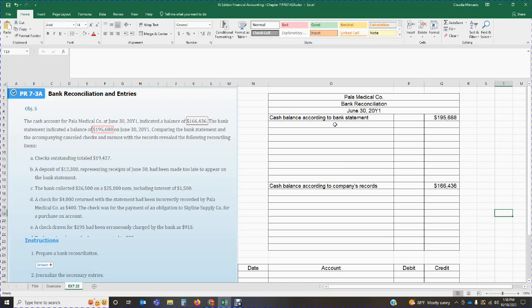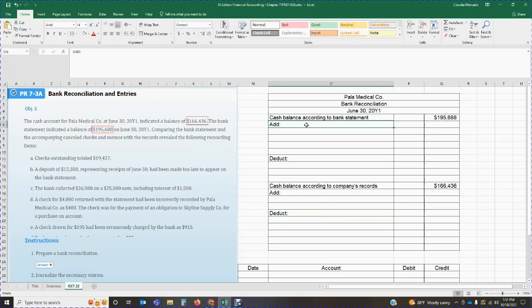So once the checks clear, are we going to add or deduct? Okay, we need to have a section for add, and then we need to have a section for deduct. Same thing over here. We're going to have a section for add, and then we're going to have a section for deduct.